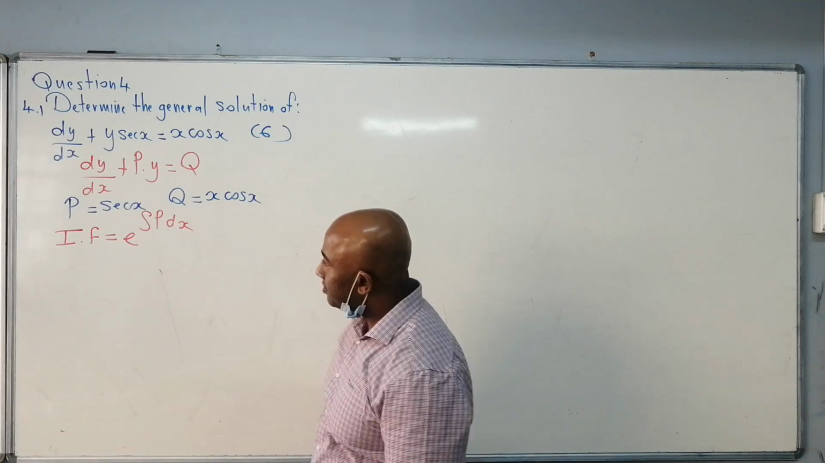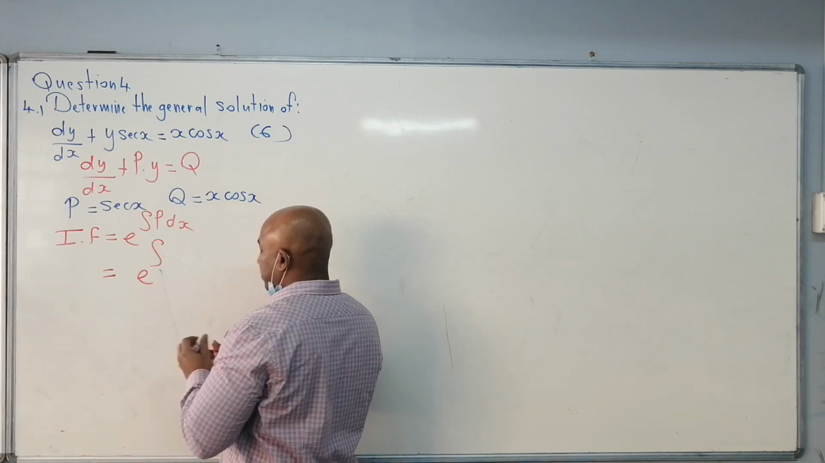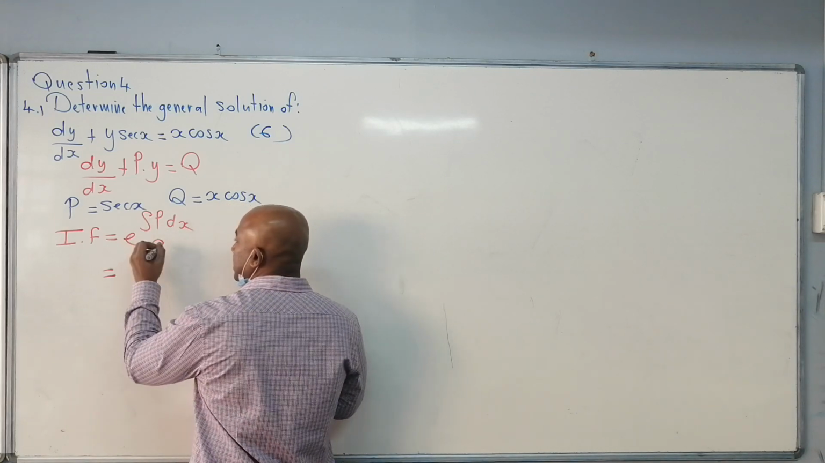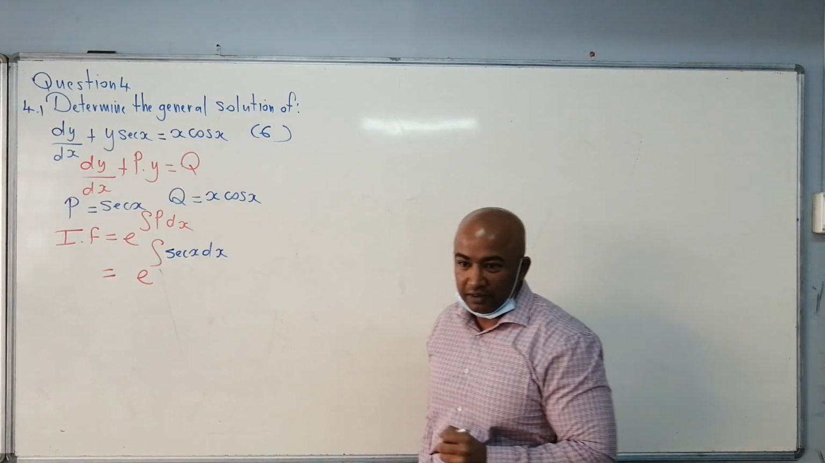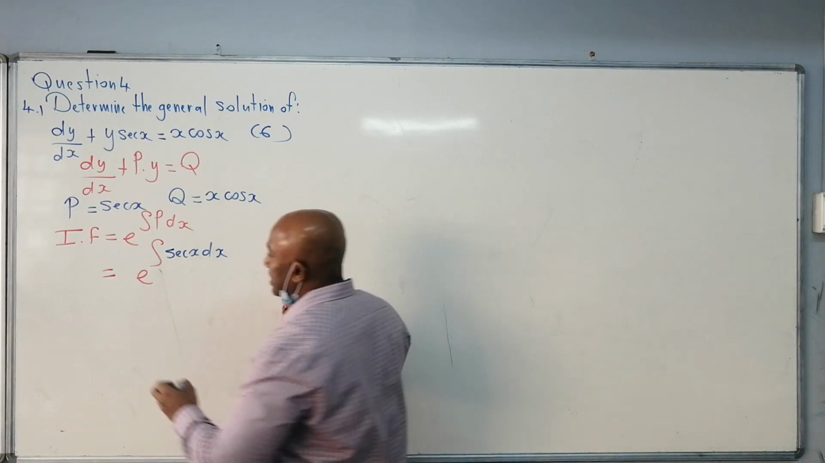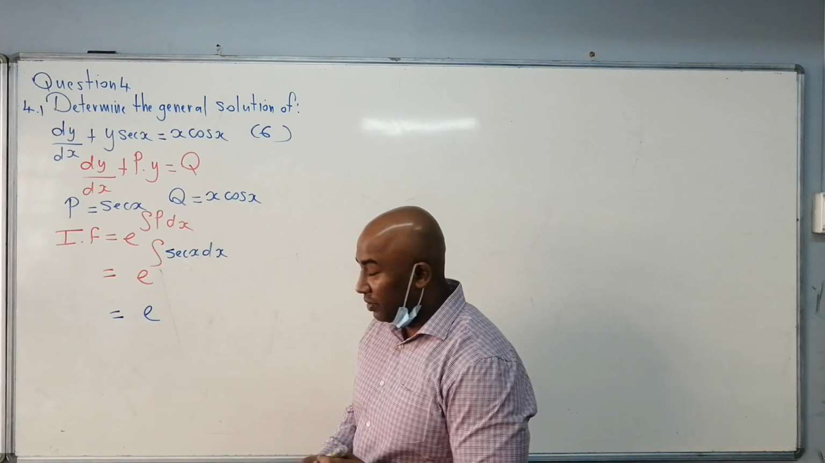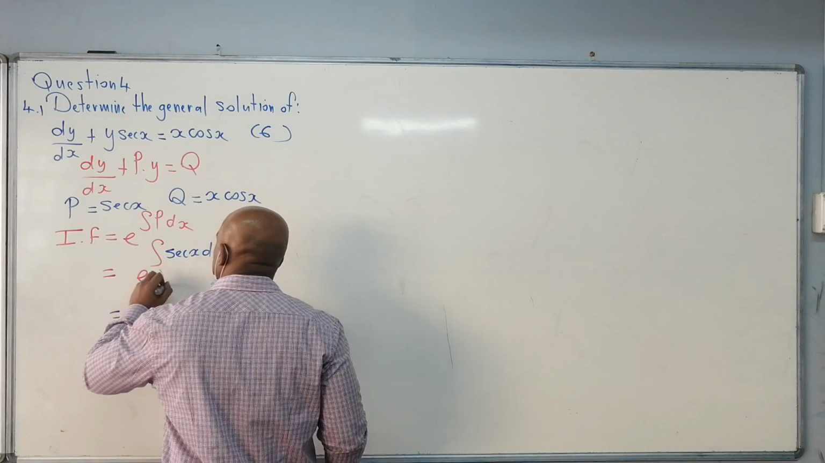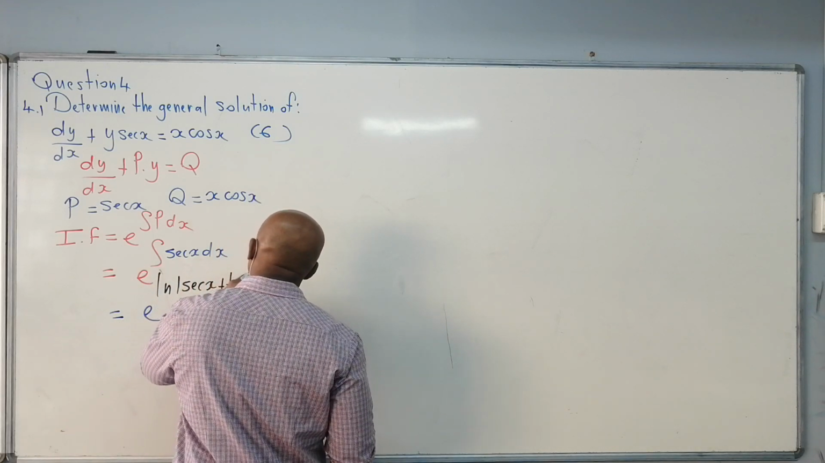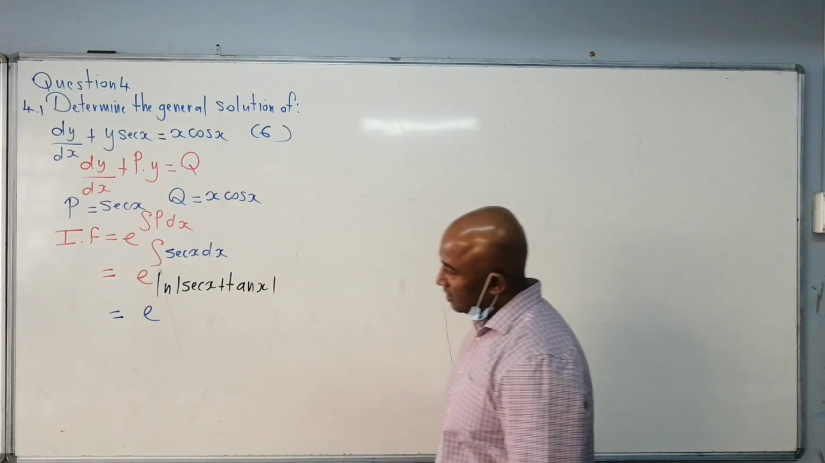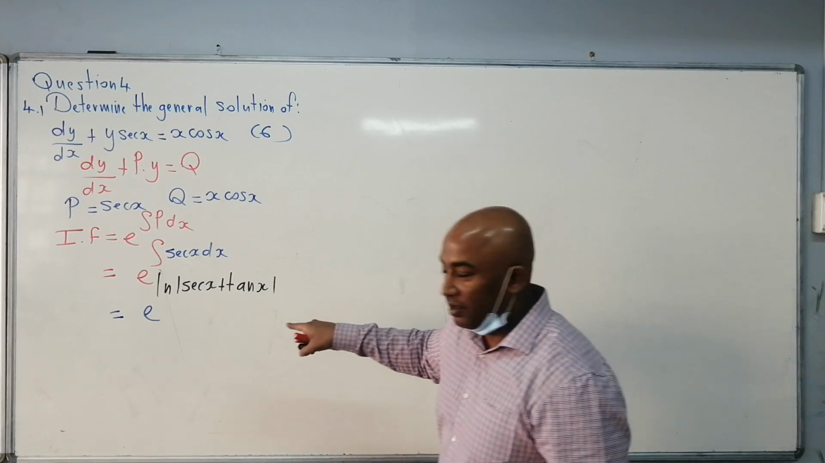Okay. Now, let's substitute here. E to the integral of p. P is sec x. You clear with that? We need to integrate sec x. So you should be familiar with the integral of sec x. We'll be left with ln absolute value of sec x plus tan x. And this can be simplified further.